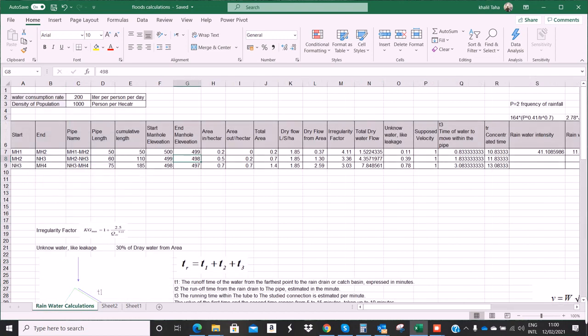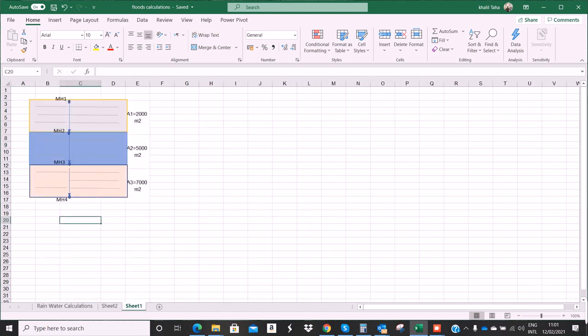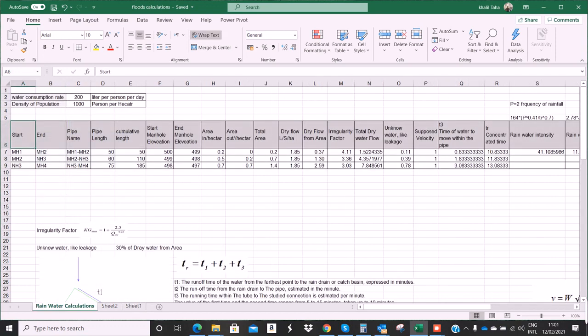Now, if you notice, the start point is manhole number 1. Okay, this is manhole number 1, the start point. The end point is manhole number 2. The length of this pipe, linked between manhole 1 and manhole 2, is about 50 meters. Let's say it is okay. The start point, manhole number 1. The end point is manhole number 2. The pipe name, I just give the pipe name.